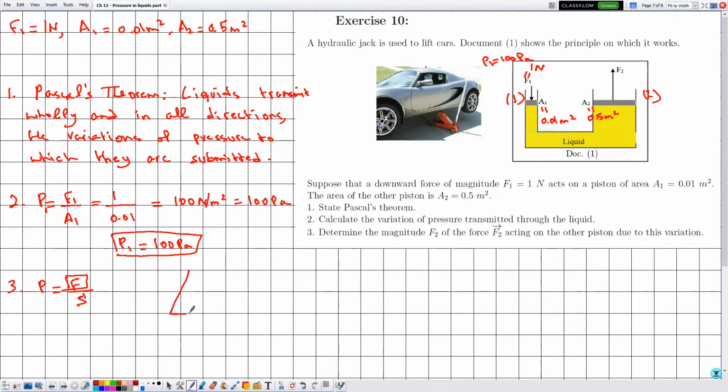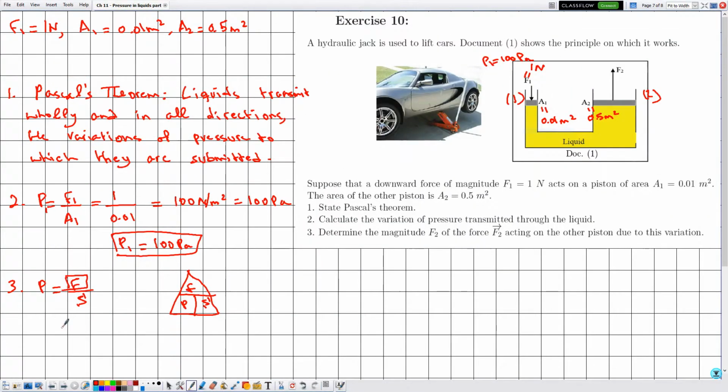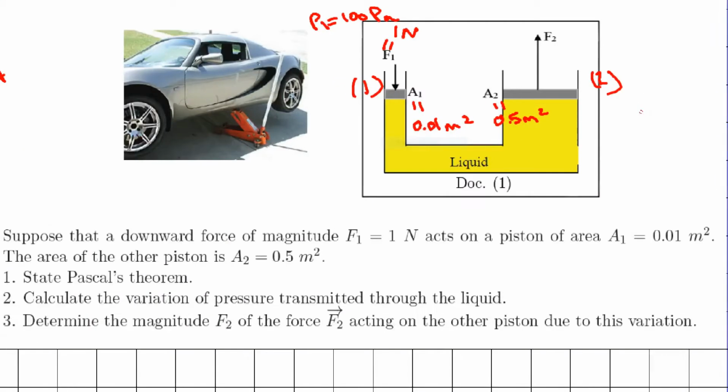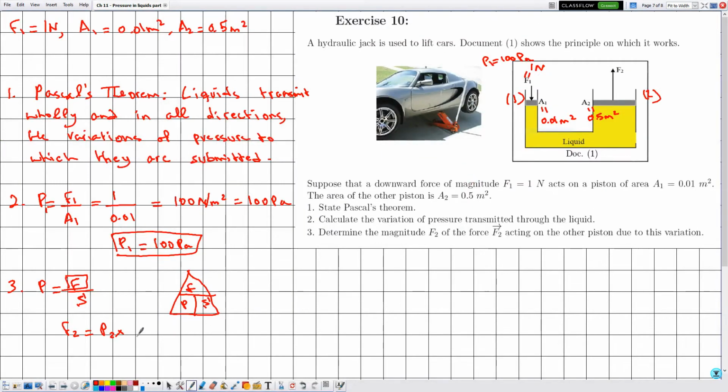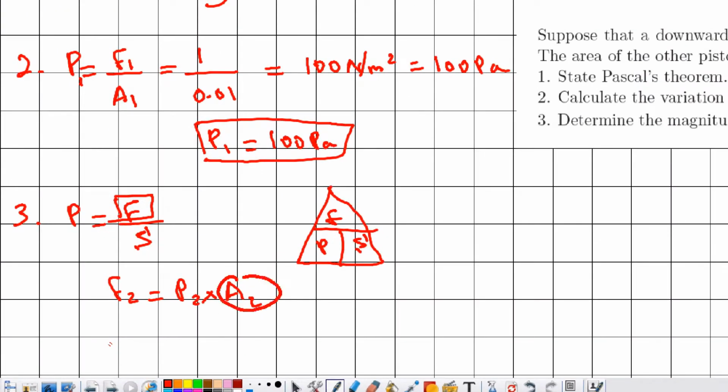So constructing the triangle of this formula, since here we have divide, P will be at the bottom and F at the top, as here. So the value of F, putting our hand over F, is given by P multiplied by S. We are interested in determining the value of F2, which is equal to the pressure at the piston 2 multiplied by the cross-sectional area of the piston 2, which is given by A2. Now we have the value of A2, which is given by 0.5 meters squared.